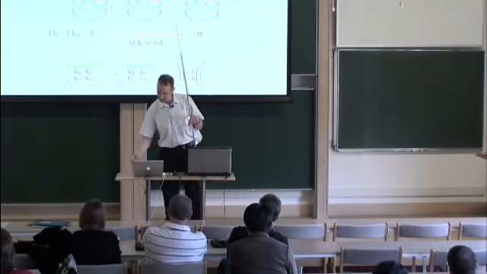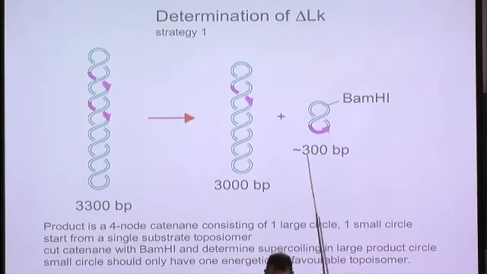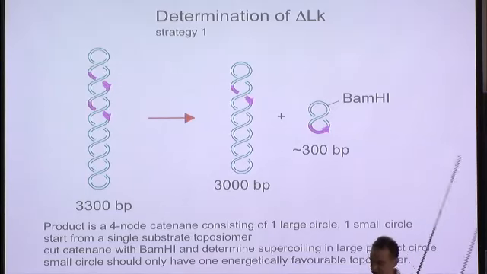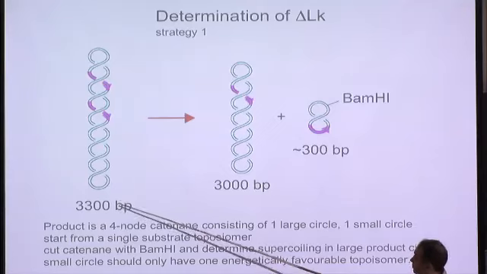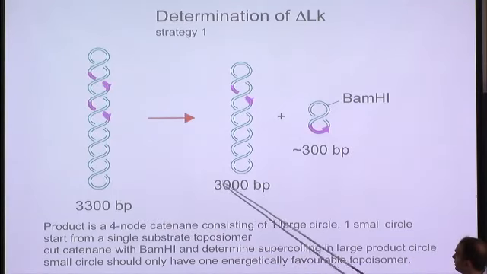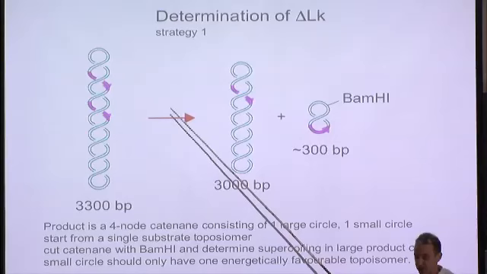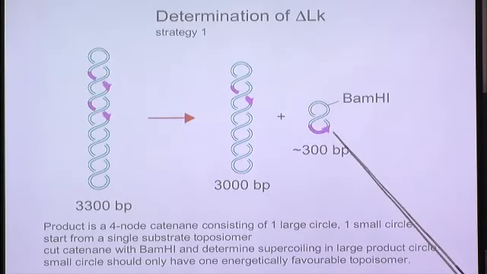So if we can measure the linkage change, we could distinguish, for instance, between these two models. So the first way I tried doing this was to start with a DNA molecule, a supercoiled circular plasmid of roughly 3.3 kb, and put two sites close together in it so that when it recombines, it gives a large circle and a small circle, a 300 base pair circle.